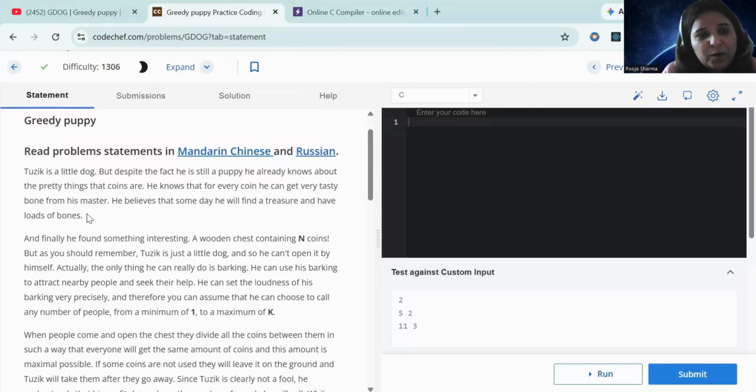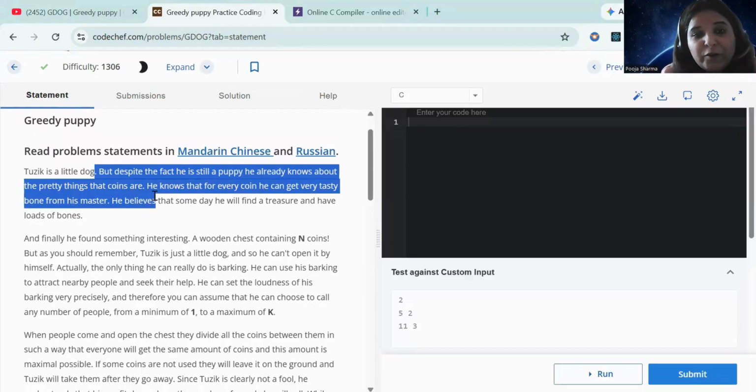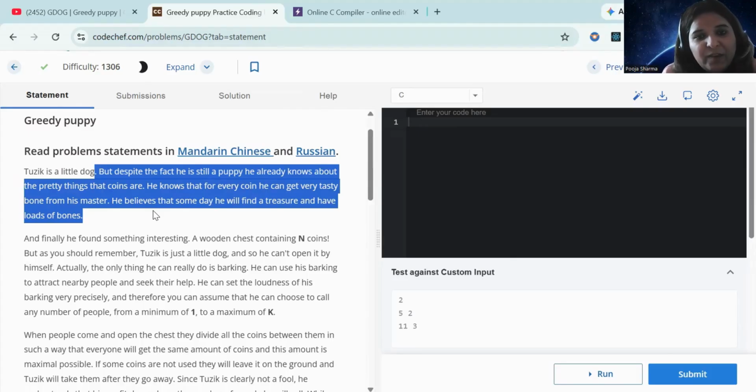It says there is a dog named Tuzik, and despite the fact that he's still a puppy, he already knows about the pretty things that coins are. He knows that for each coin, he can get a very tasty bone from his master. And he believed that someday he will find a treasure and have lots and lots of bones. Just a storyline that they have created.